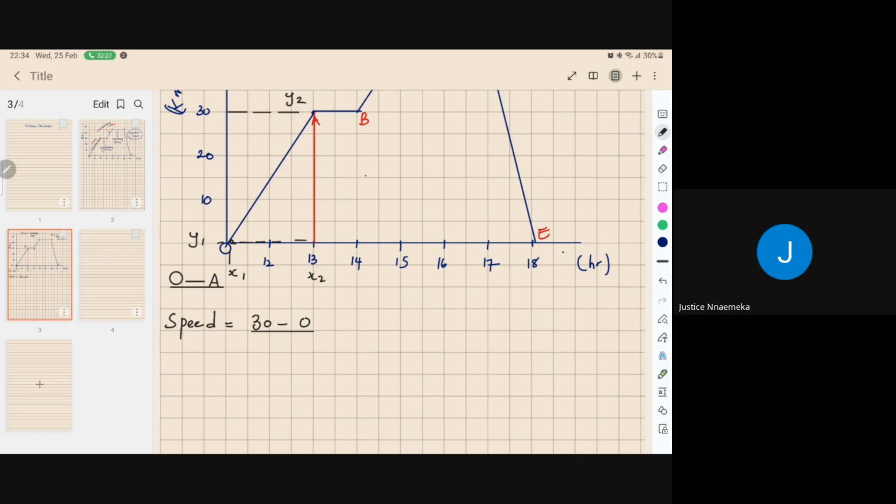You have 13 right there. But remember that what I used was time, right? In hours, 13 o'clock means 1 o'clock, 2 o'clock, 3 o'clock. Do you understand? So I'm not expected to use 13 right there. Do you understand what I mean?